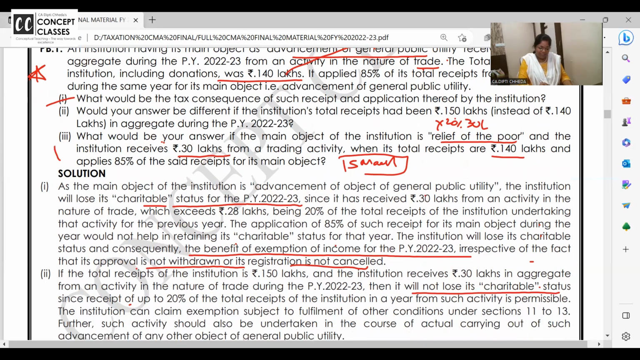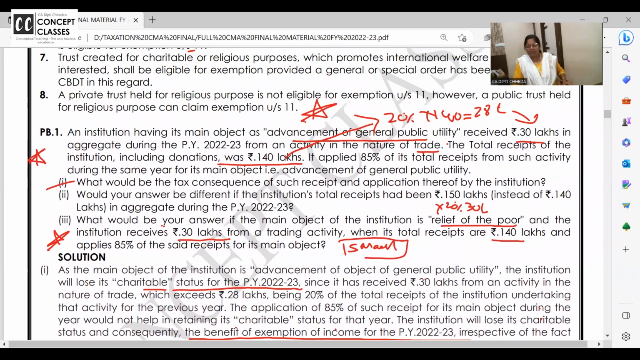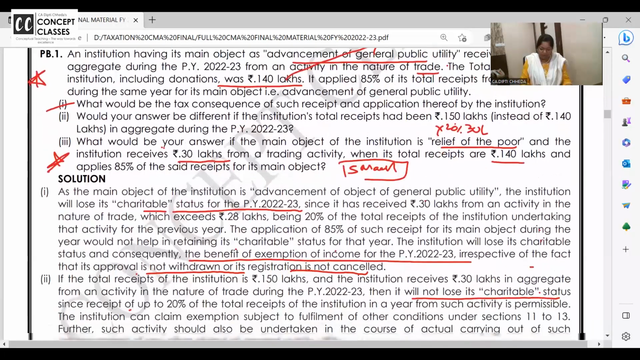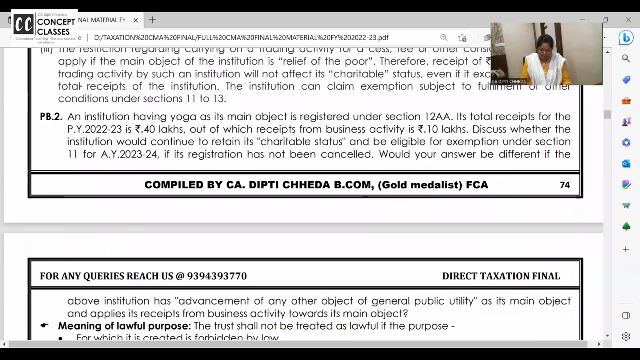I think the third one is the most superb. It says that your gross receipts are 140 lakhs from the relief of poor, but your business is 30 lakhs. It has exceeded 20%. No problem. Still, you will get exemption. The 20% logic is only if the object of the trust is not relief of poor, yoga, and all. It is advancement of general public utility. Is the logic clear? Advancement of general public utility?